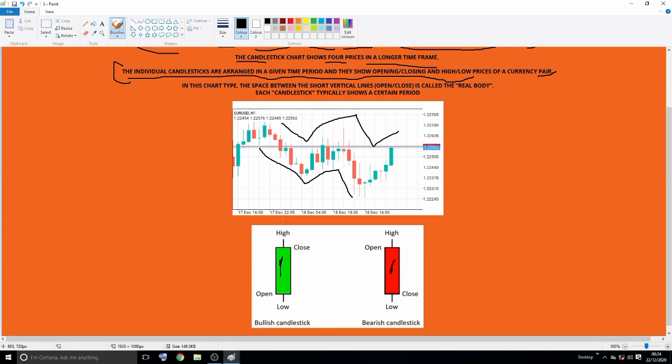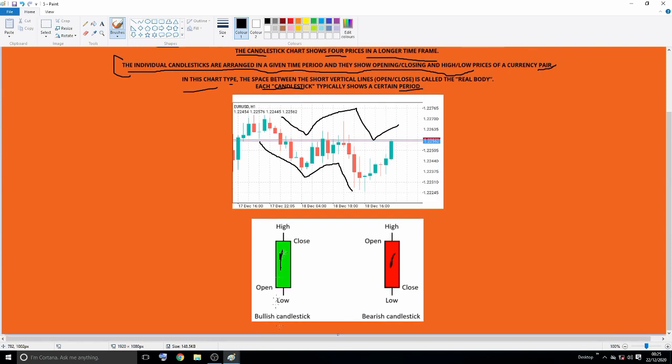A candlestick chart has candlesticks. In this chart type, the space between the short vertical line open and close is called the real body. Each candlestick typically shows a certain period. So this space between the open and close, it's the real body.